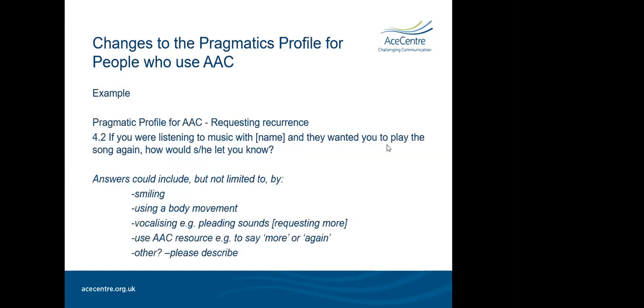So an example might be that we might be asking about the function of requesting reoccurrence. So, for example, if you were listening to music with the child and they wanted you to play the song again, how would he or she let you know? And then the prompts and probes might be that answers could include, but are not limited to, smiling, using a body movement, vocalizing, e.g. pleading sounds, using their AAC resource to say more or again, or any other offer that is perceived by a communication partner to indicate that they are requesting more or again, or the reoccurrence of something.